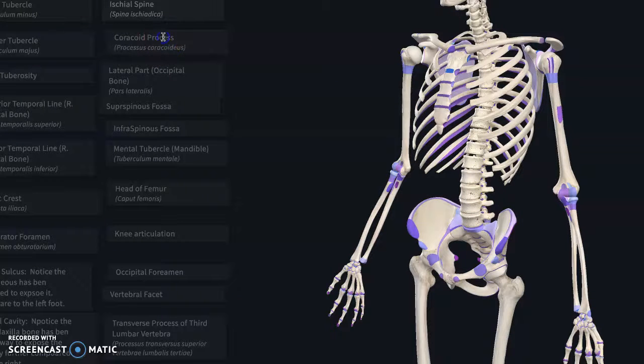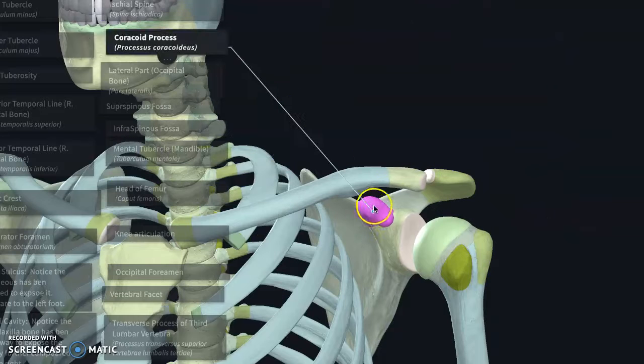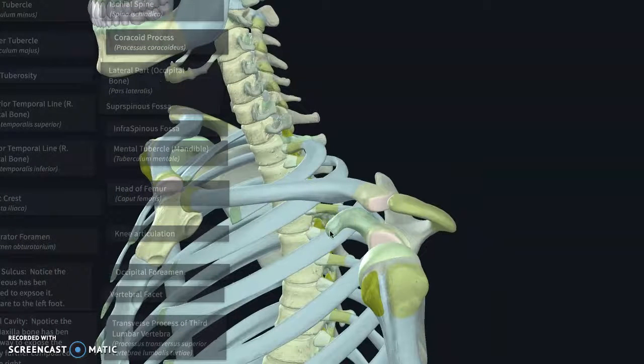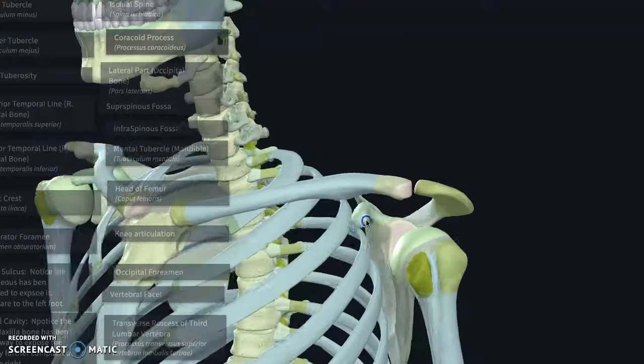Okay, coracoid process. There it is, this little pink guy here, and it's labeling it for you, the coracoid process. Are there other parts of the body that protrude or stick out like a process does? And this is a very important part of the shoulder because it's an attachment site for lots of ligaments and muscles and other things.